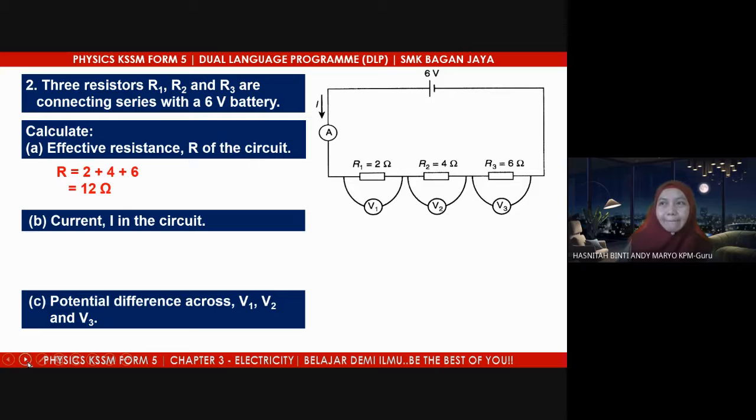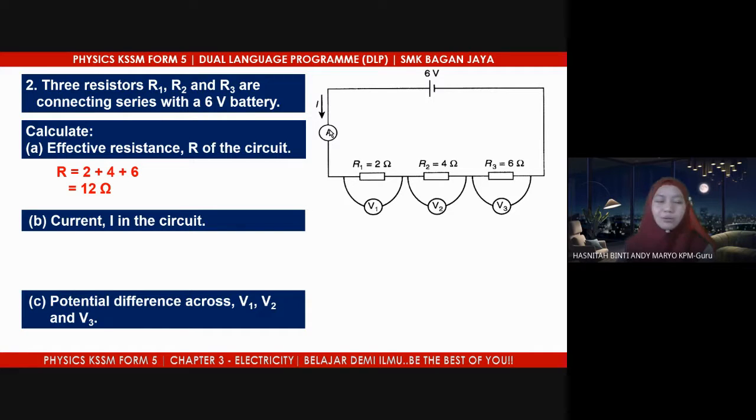Okay, find the effective resistance. So it will give you, yes, very good, 12. 2 plus 4 plus 6, 12. Okay, how about the current? Find the current in the circuit. Find the current read in this ammeter.